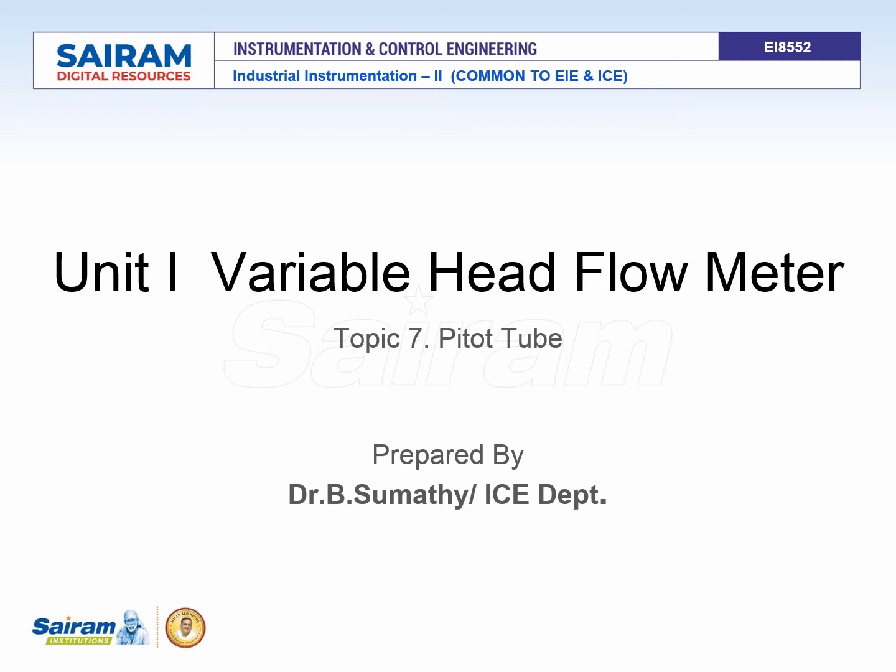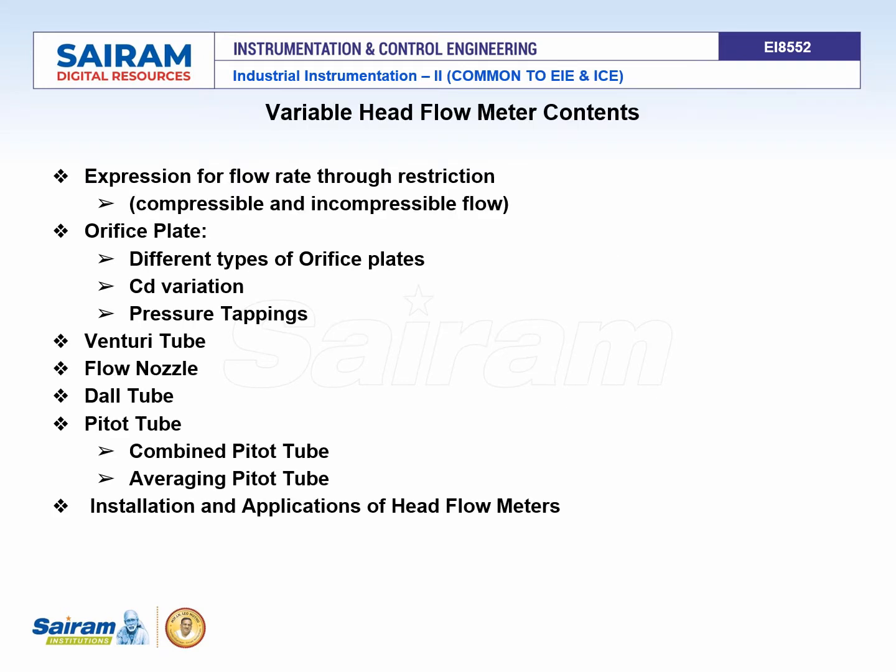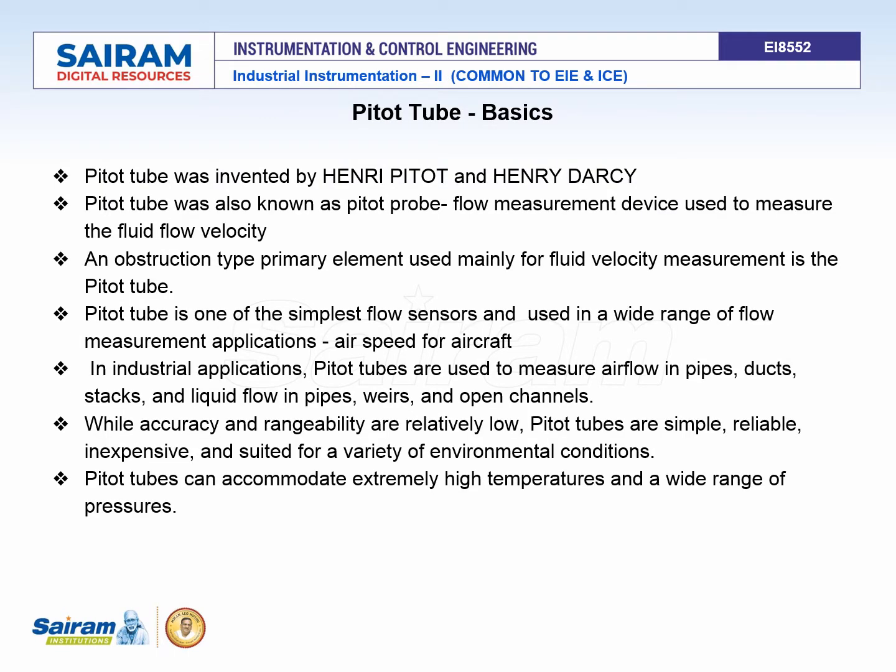Now we are going to see the pitot tube under variable head flow meters. And these are the contents for the variable head flow meters. In particular, we are going to see the pitot tube. The different types of pitot tube are combined pitot tube and averaging pitot tube.